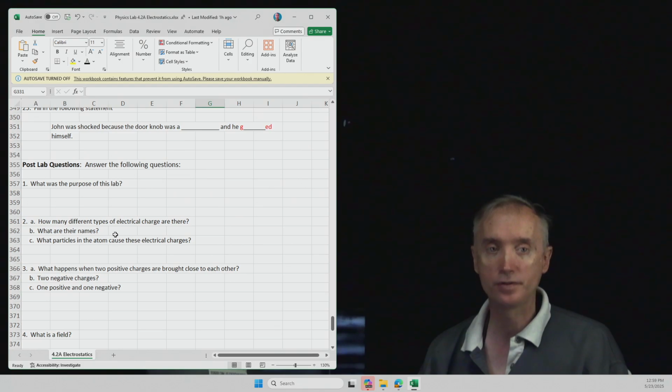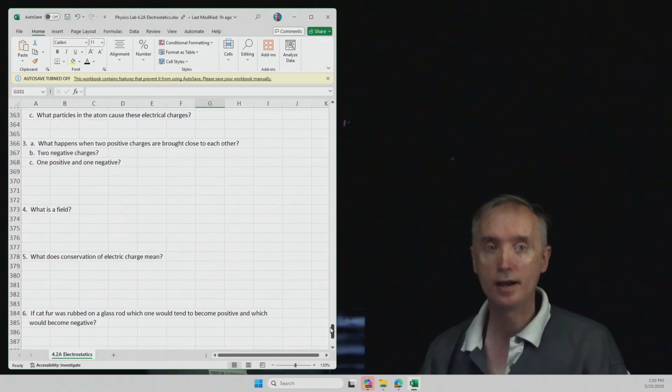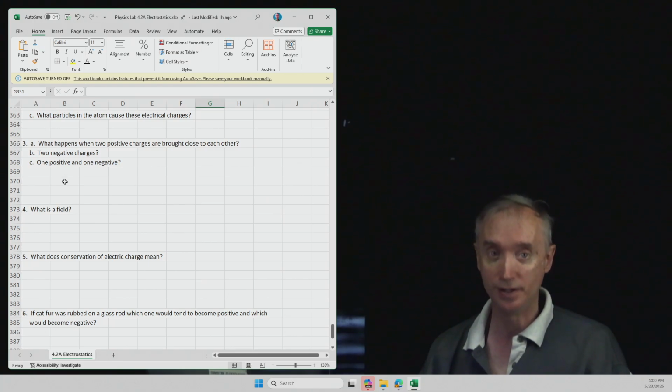And then how many different types of electrical charges are there? And then what's the names of those electrical charges? And then what's the names of the particles inside the atom that produce those electrical charges? Okay, then it talks about what happens when you have a positive and a negative charge, two negative charges, two positive charges. So how does the force of electricity differ for those different situations?